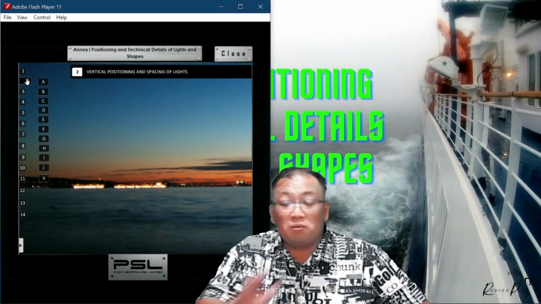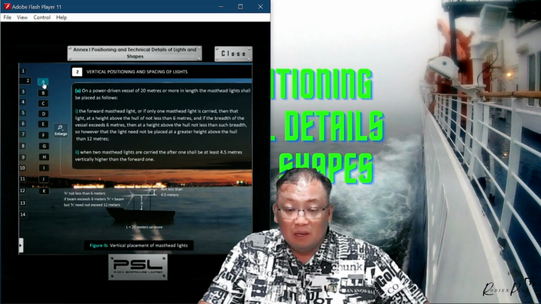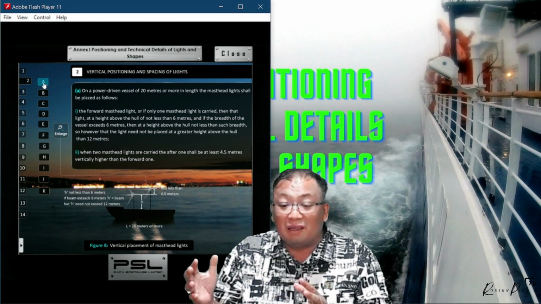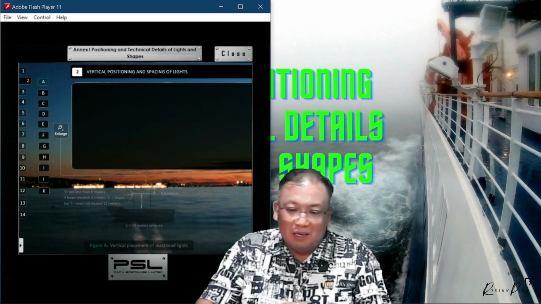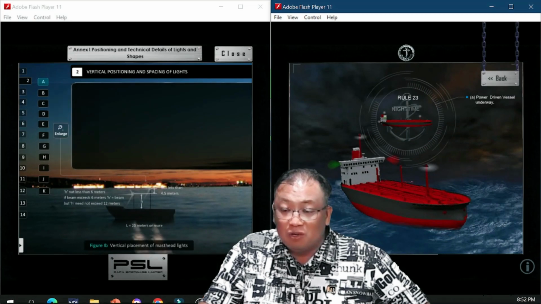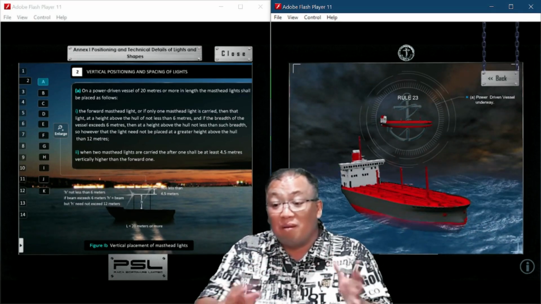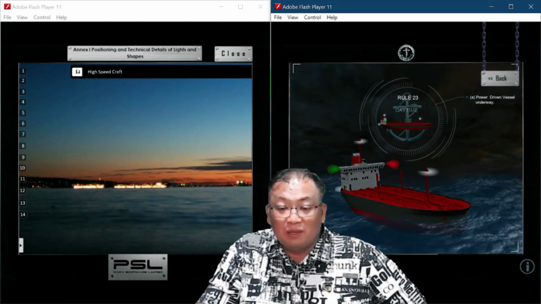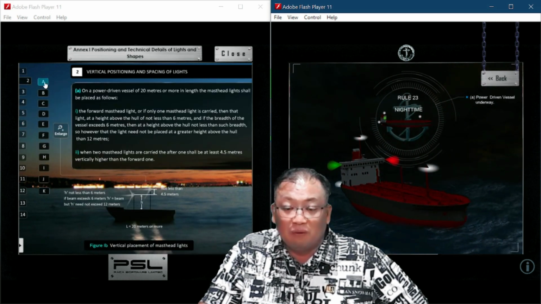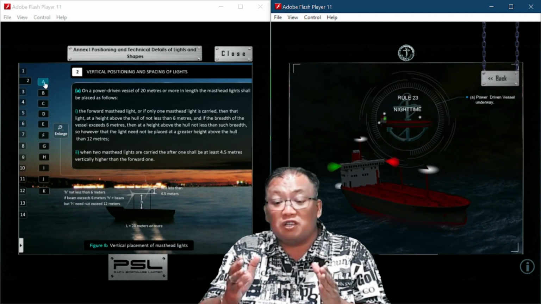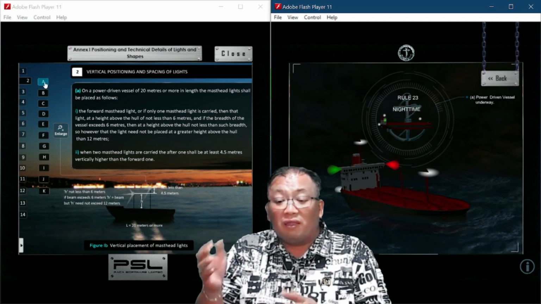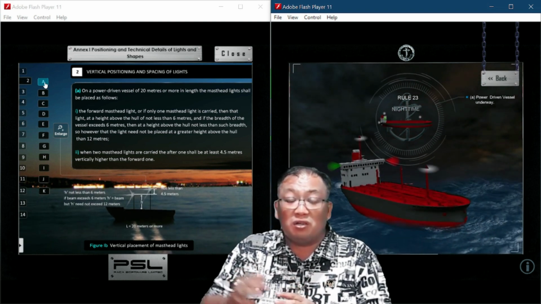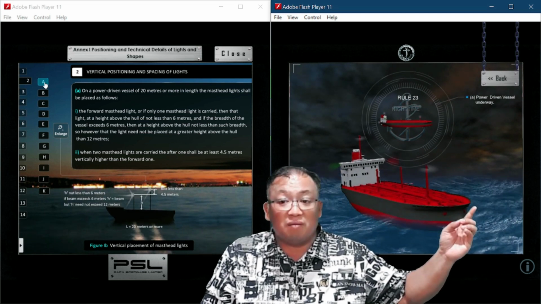We'll go to subsection 2 alpha. On a power-driven vessel, remember, 20 meters or more in length, the masthead light shall be placed as follows. Let's open another animation to review. Remember, the power-driven vessel is in Rule 23. Let's read this in 2 alpha. On a power-driven vessel of 20 meters or more in length, the masthead lights shall be placed as follows. A forward masthead light, which you can see in this animation.